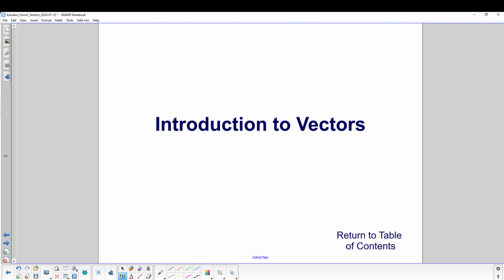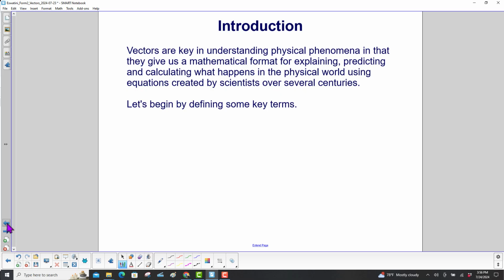Introduction to Vectors. Vectors are a key in understanding physical phenomena in that they give us a mathematical format for explaining, predicting, and calculating what happens in the physical world using equations created by scientists over several centuries. Let's begin by defining some key terms.